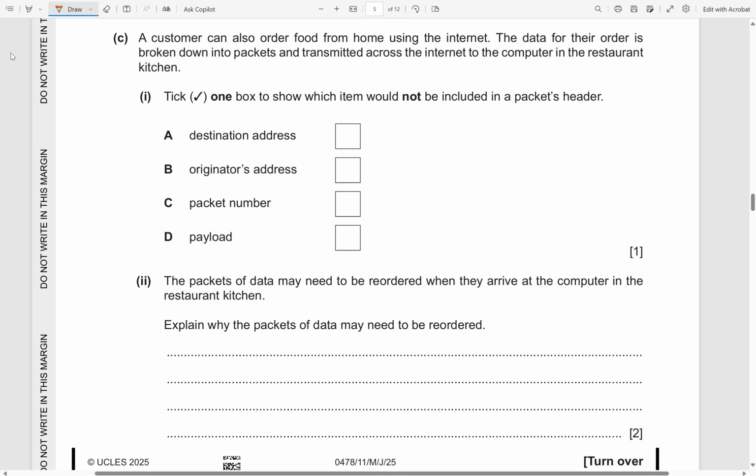Right, okay, so in a header, well, yeah, there is going to be the destination address. Of course, that's going to be the IP address. Right, well, the source, the originator's address, yeah, that's going to be there. Right, the packet number, yeah, that's going to be there.